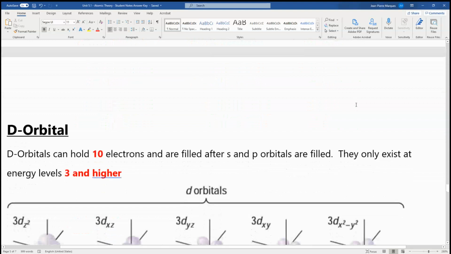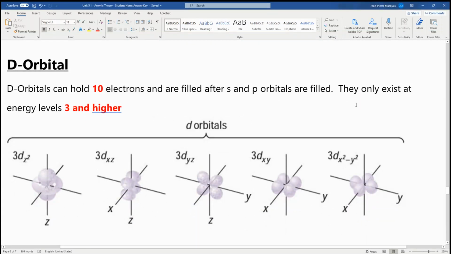The third type of orbital you need to know is called a d orbital. And if you thought s and p were weird, well, d gets even weirder. D orbitals can hold 10 electrons, and they get filled after your s and p orbitals are filled up. D orbitals only exist on energy levels 3 and higher. Now, how would you describe the shape of it? Well, it's a whole lot of weirdness going on. In one case, it's like a ring with 2 balloons. In other cases, it's 4 spheres. It's really weird. You don't need to memorize it, but that's what they look like.